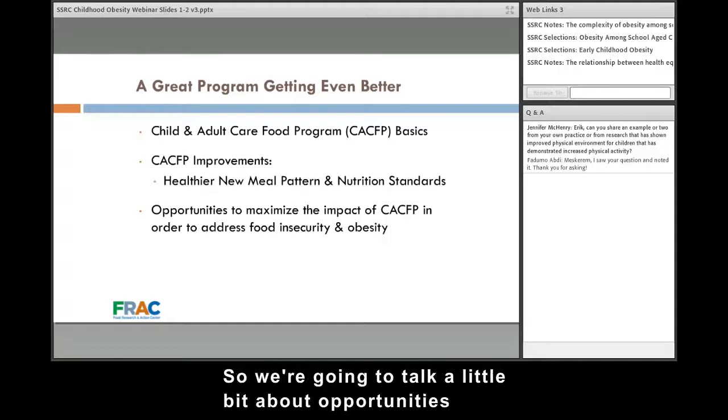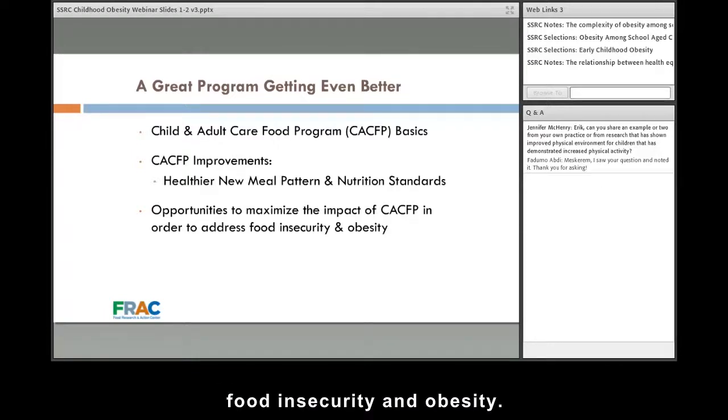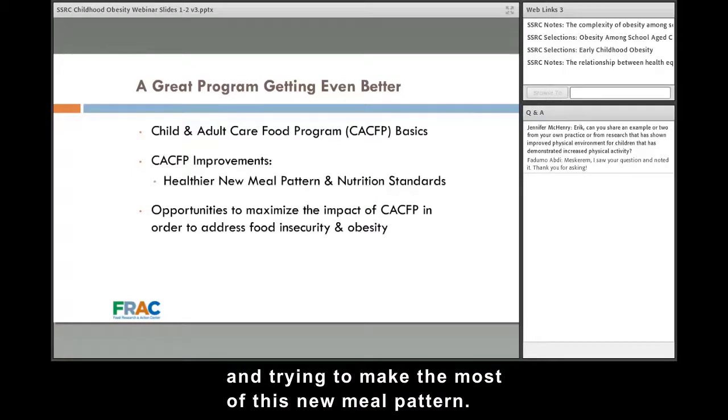So what we're going to talk a little bit about is opportunities to maximize the impact of CACFP in order to address food insecurity and obesity, and this will revolve around trying to increase participation and trying to make the most of this new meal pattern.